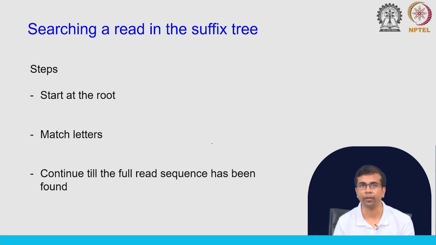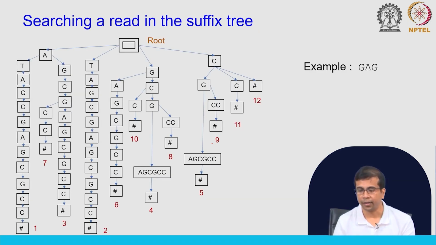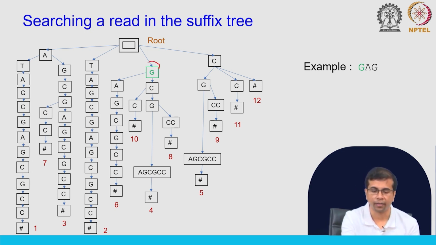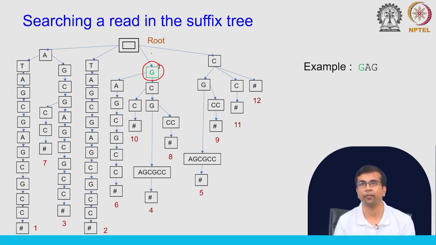So, this is very simple. We start at the root and we go on one by one and we start matching letters. So, let us take this example of GAG, and we will try to identify this GAG here. Here we have this G, you can see this green base. So, we start from the root and the first base we look at is G, and we see root to G there is a path. So, we are taking this. So, we have identified G, there is a match.